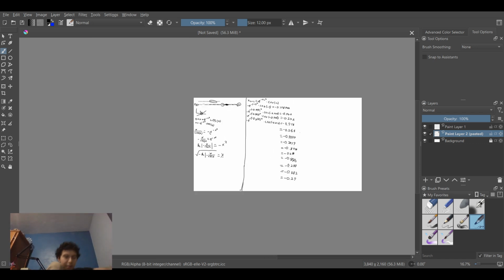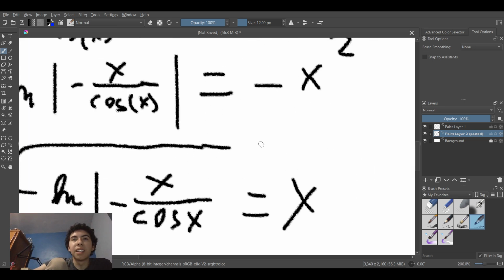See if it converges any faster, because this one is clearly oscillating, which is not going to give us any results. Okay, so square root of minus natural logarithm of absolute value of minus x over cosine of x. Okay, and we replace x with minus 1. Okay, let's try this again. Oh no, damn it. It gave us a mistake. Yeah, because you can't have a negative square root.